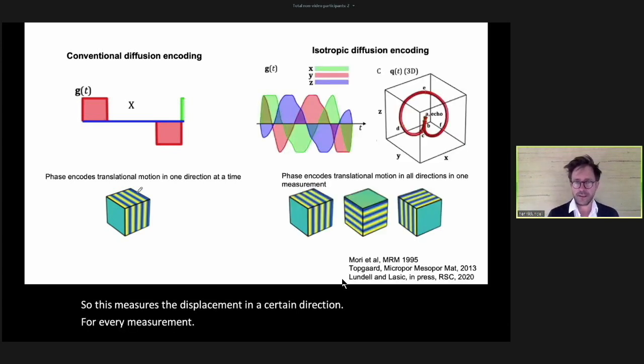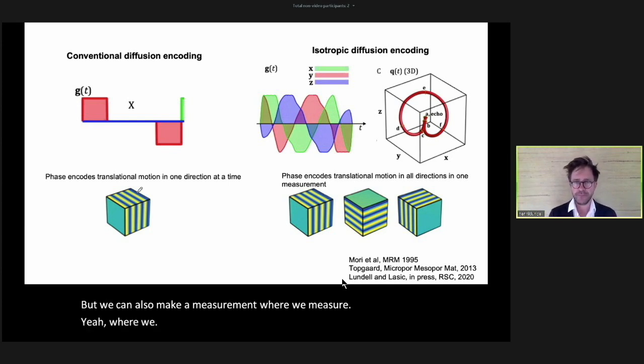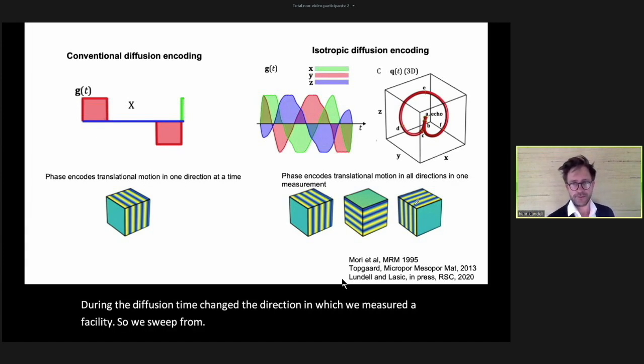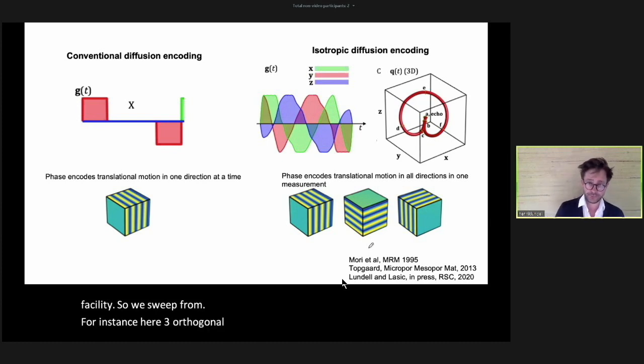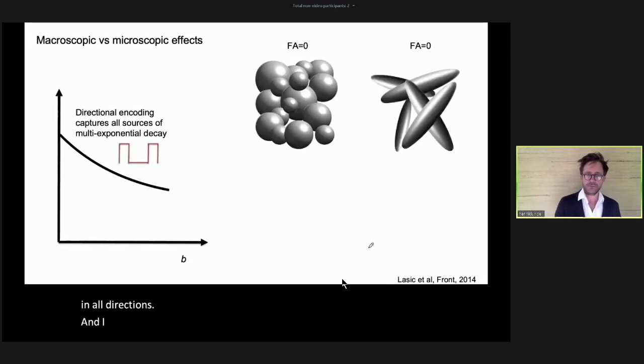But we can also make a measurement where, during the diffusion time, we change the direction in which we measure diffusivity. So we sweep through, for instance here, 3 orthogonal directions. In this case, the measurement will be isotropic, which means that we are equally sensitive to displacements in all directions. And now we'll see how we can use this in order to disentangle the microscopic anisotropy.